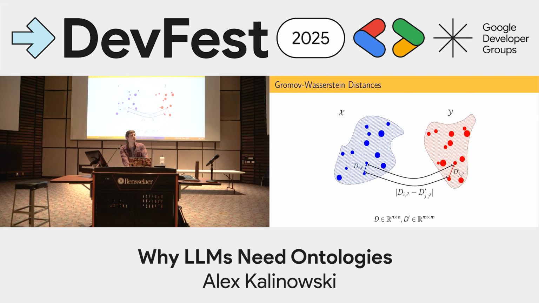This is what that does pictorially. What we're really doing is measuring the inner distance in each space. So we define a huge distance matrix of all the embeddings in each embedding space. And then we try to minimize the distances between those spaces as well.